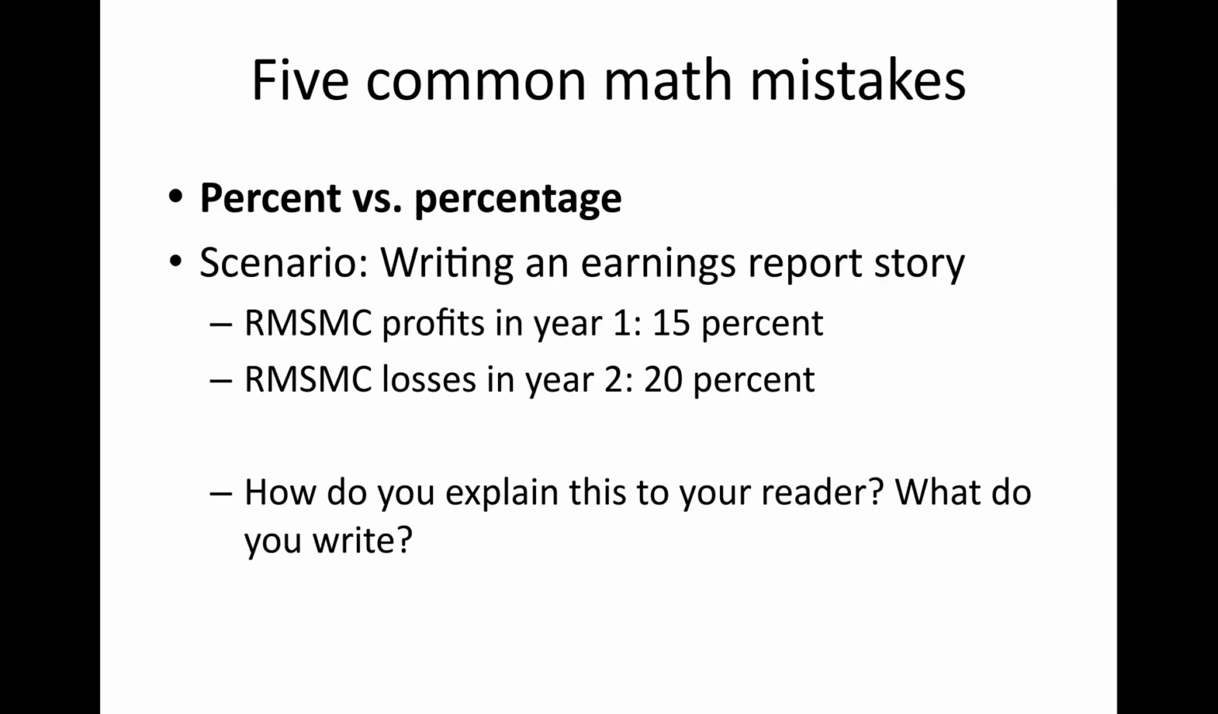Another scenario is what happens when you have a profit one year and a loss the next year. In this scenario, you've got a 15% profit again for RMSMC, so good, we like that. But then the next year, our profits are down by 20%. So we had a 20% loss. How do you explain this one to your reader, and what do you write?